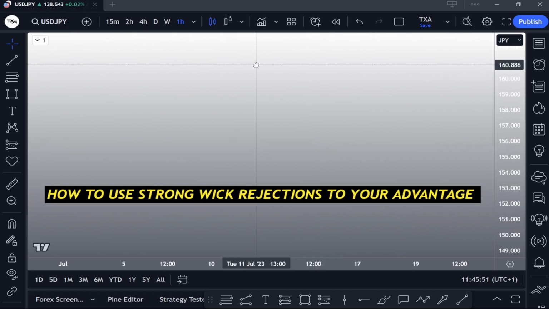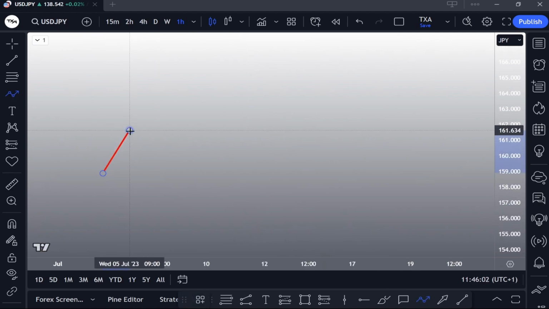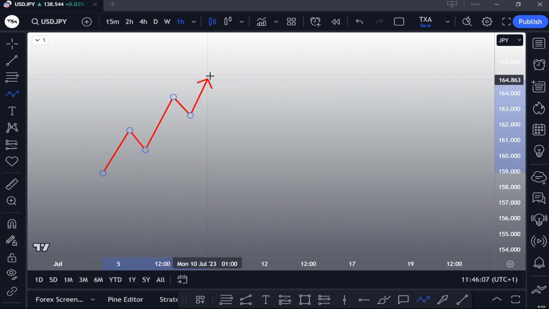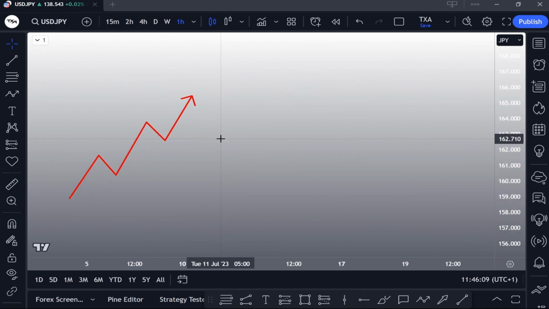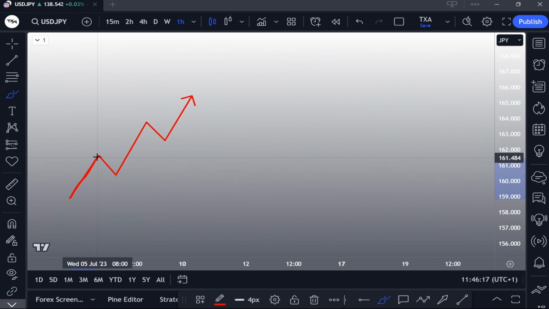Let's go. So the very first thing that I'm going to do is help you understand the anatomy of the wick rejections. So each time the price goes up and down, price goes up, price goes down, price goes up. Okay, this is the basic movement in the Forex market. We have two moves here. We have impulse, retracement, impulse, retracement, followed by an impulse.